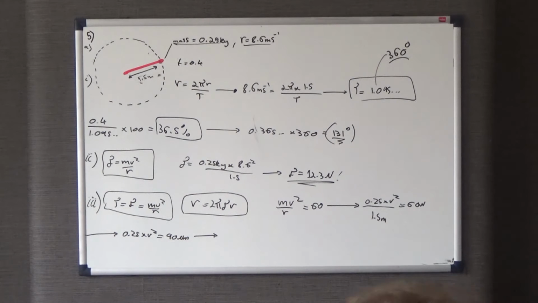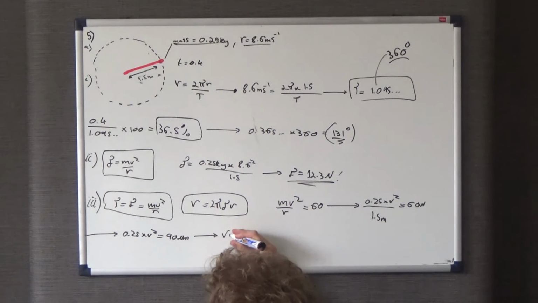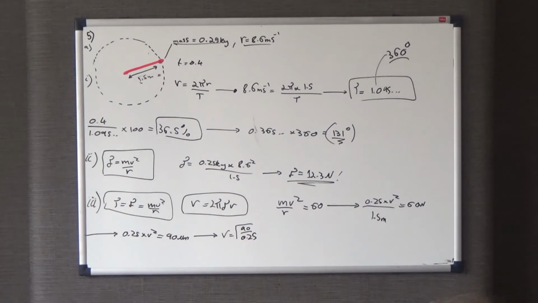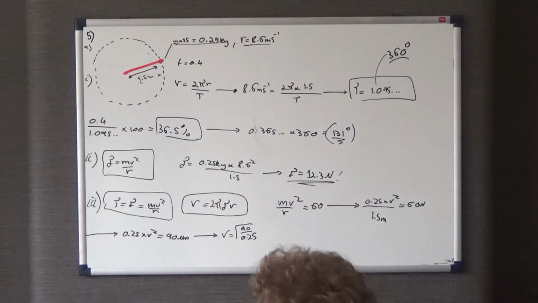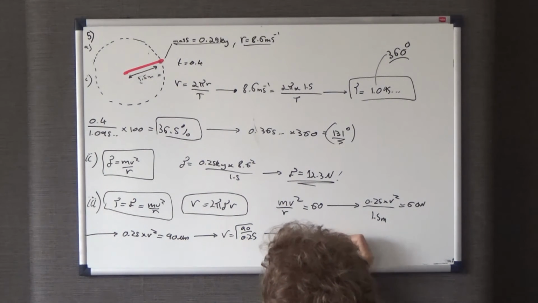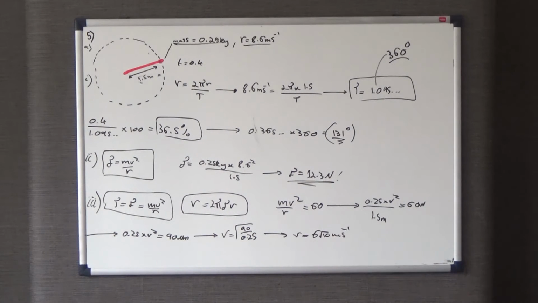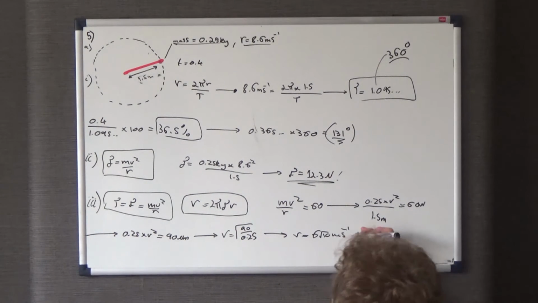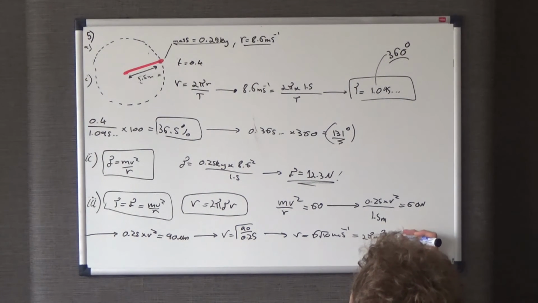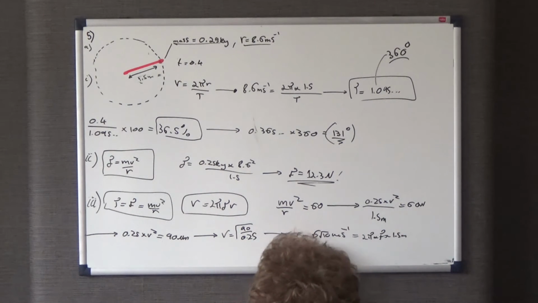So what we've got to get here is v on its own. So v is equal to the square root of 90 over 0.25, which comes to 6 root 10 meters per second. And we know the velocity is equal to 2 pi f times r. So this 6 root 10 is equal to 2 pi times f times the radius, which is 1.5 meters. Rearrange to get the frequency.